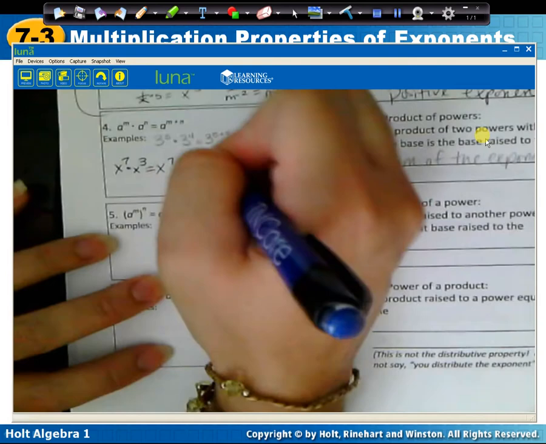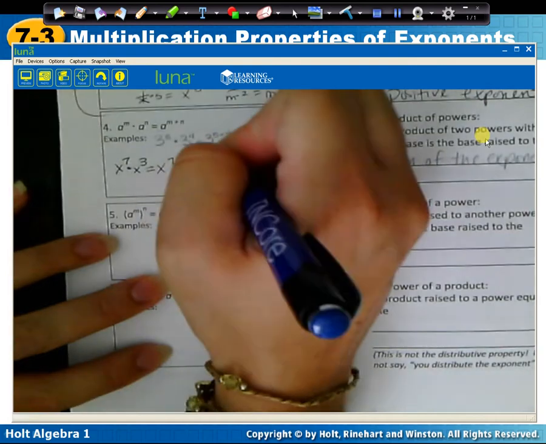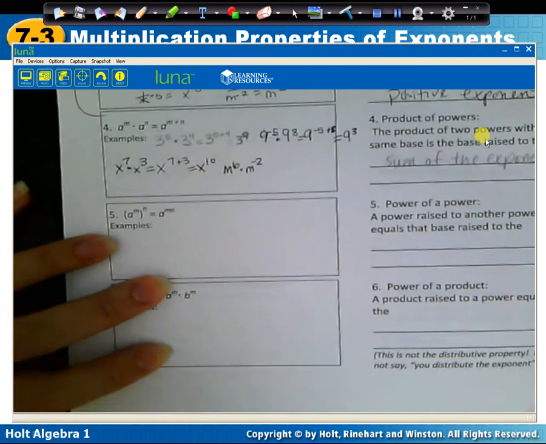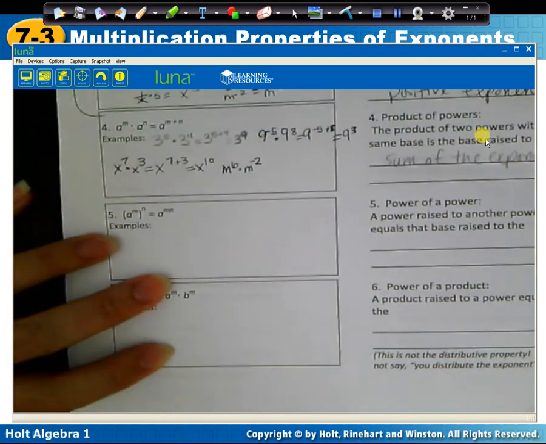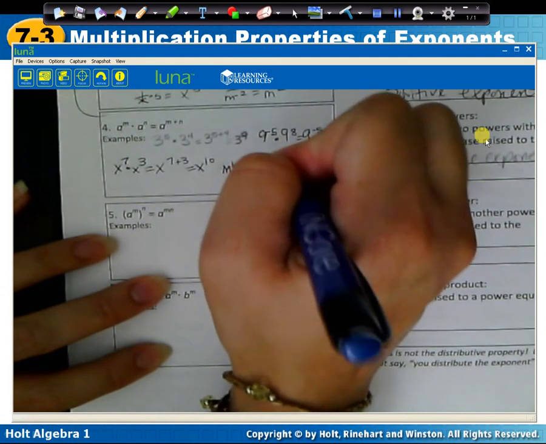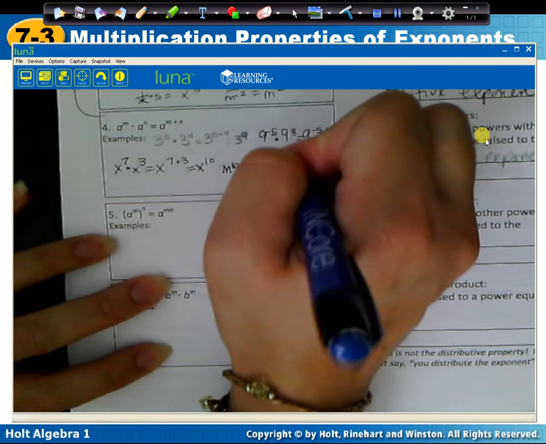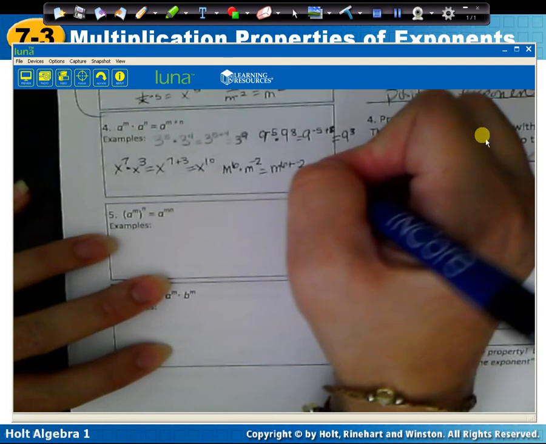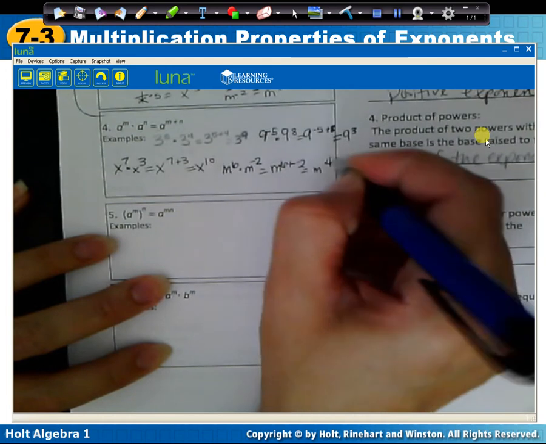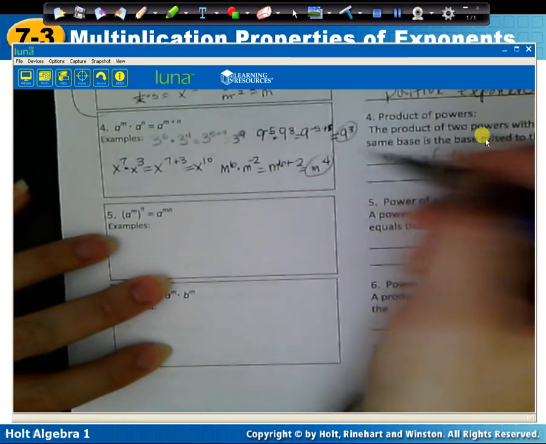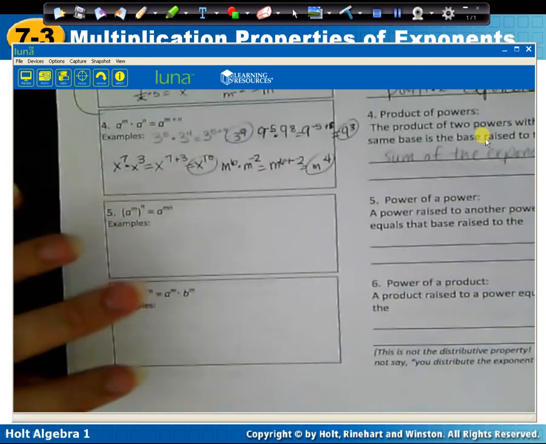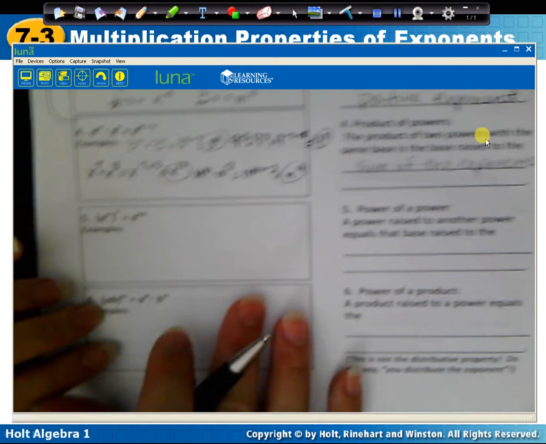I have m to the 6 times m to the negative 2. That equals m to the 6 plus negative 2, which equals m to the 4th. So that's what I get there. 9 to the 3, m to the 4, 3 to the 9th, and x to the 10th. And those are the final answers for those problems.